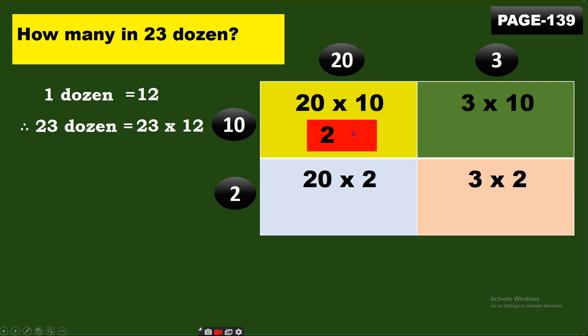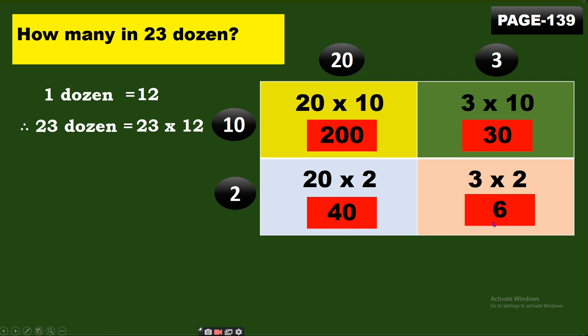So 20 tens are 200. Again, 3 ones are 3 and 1 0. So 3 0, 30. 3 tens are 30. Here 2 twos are 4 and 1 0, that means 4 0, 40. So 20 twos are 40 and 3 twos are 6.